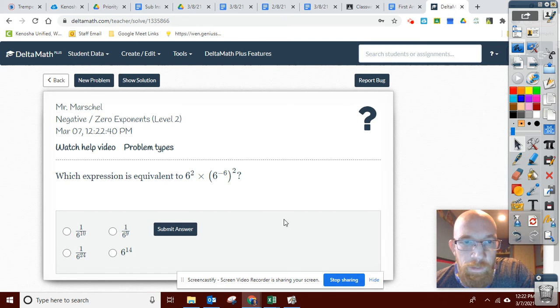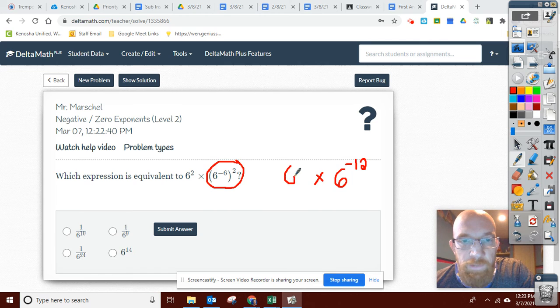This is a challenge one. We've got to do a few things on this one. Let's see if we can sort this out. What are the two things that we're going to have to do on this one? Correct if you said we have to get rid of these parentheses, right? Get rid of those parentheses. 6 to the -12. -6 times 2 is -12, right?